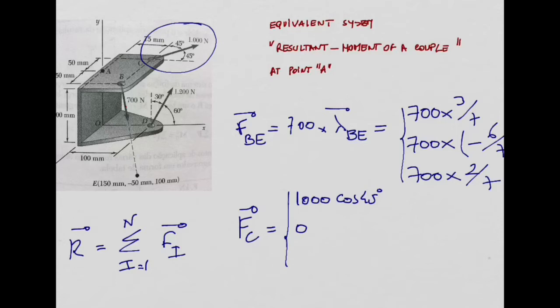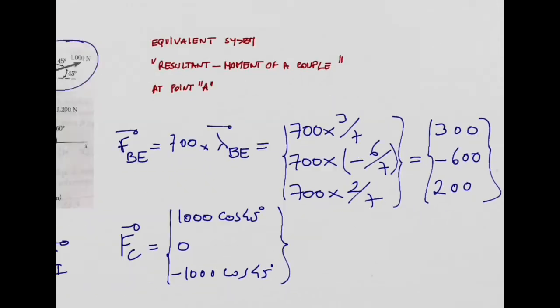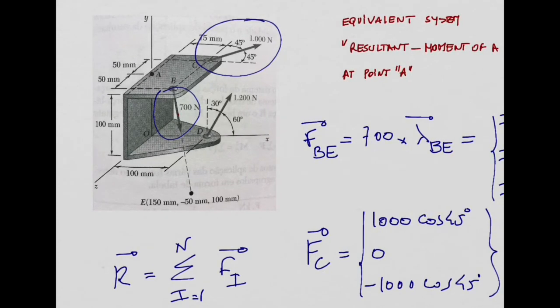Z component. Very good. Minus 1,000 cos 45 again. That's it. This one was much easier, right? Much quicker, because we know the angles it makes with the coordinate axis. You can at home, if you want, for this force, try to get the angles with the coordinate axis. And then at the end, of course, you need to arrive at this same result, 300, minus 600, 200. It's a very good way to study. So this force is defined.